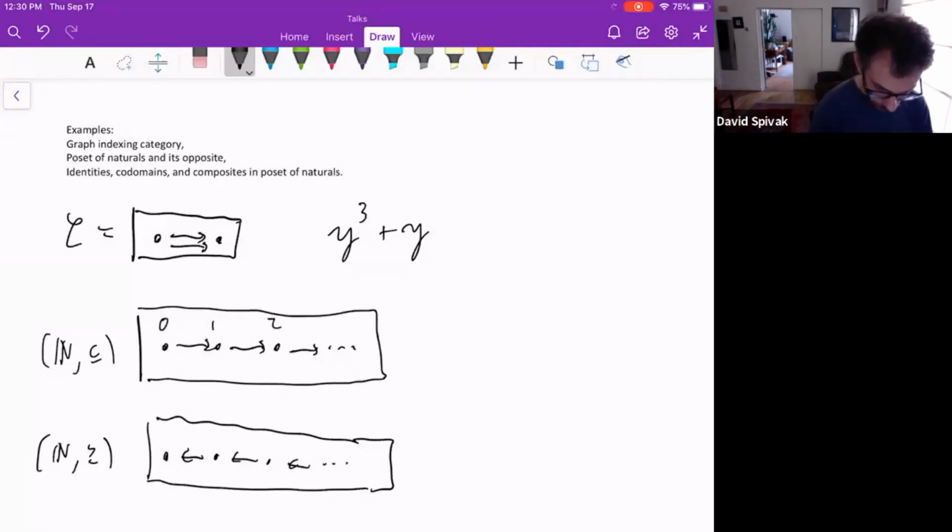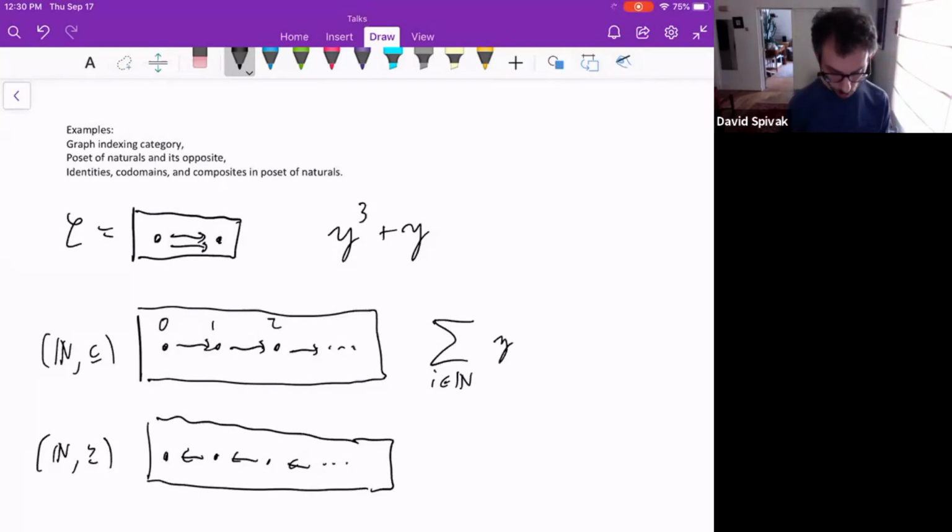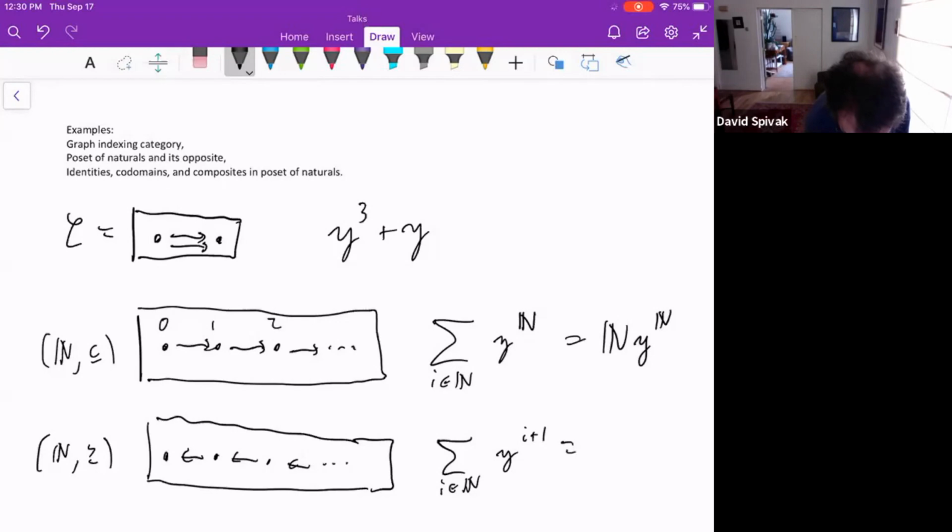This one, the emanation polynomial of this guy, well, there are natural number many objects, and each one has natural number many things coming out. It's got a length 0 string, a length 1 string, a length 2 string. So it's sum over i, n y to the n. Whereas this one, the first one has only one outgoing morphism. The second one has two, so it's y plus y squared plus y cubed plus dot dot dot. Very different emanation polynomial.